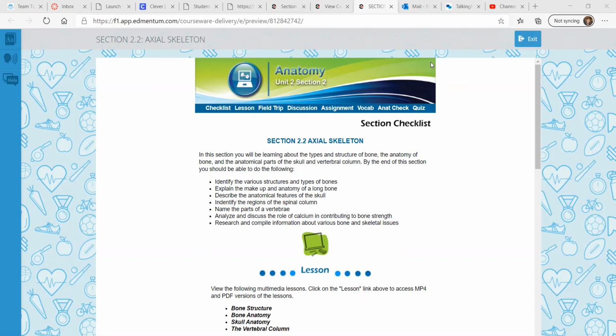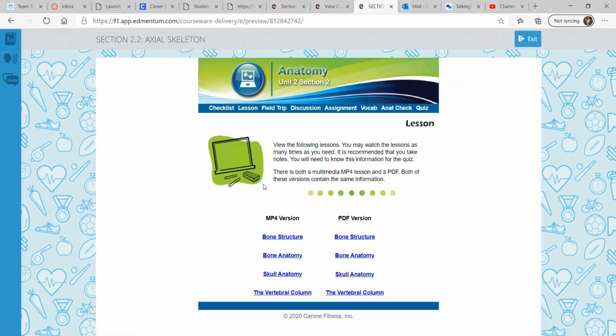Hey, it's Mr. Shrum, and I am going to start Unit 2, Section 2 for anatomy, and that is the axial skeleton. Let's get into the lesson. Today, I think we're going to go over bone structure and maybe bone anatomy.